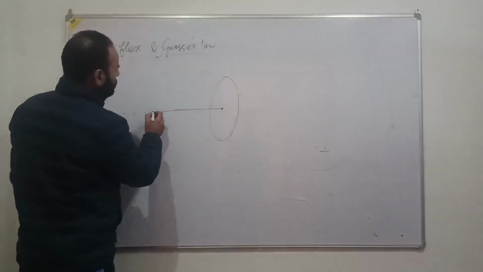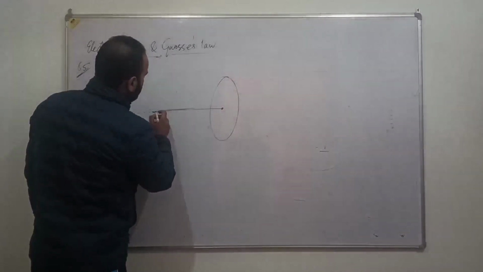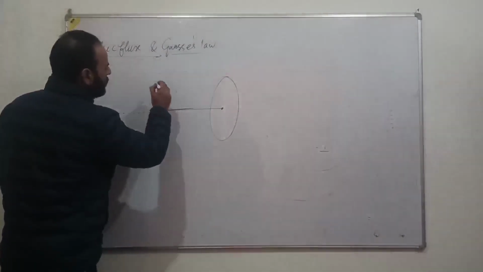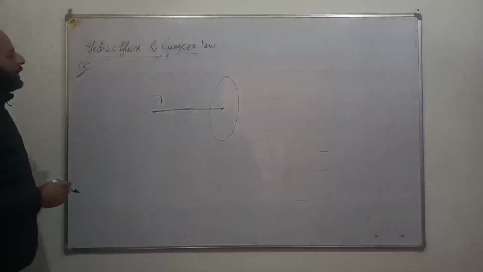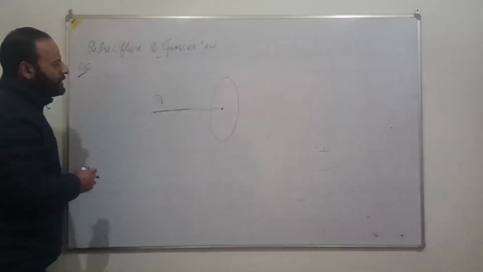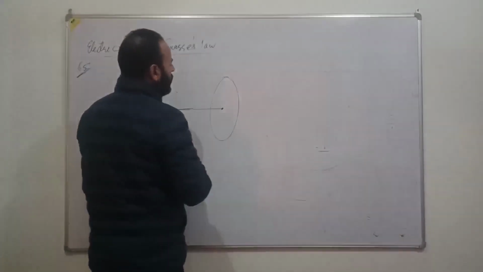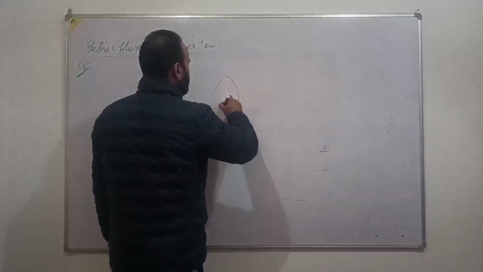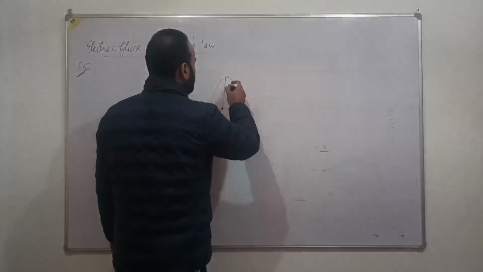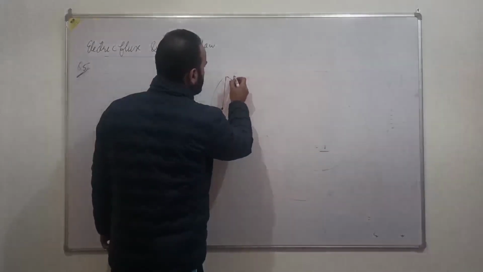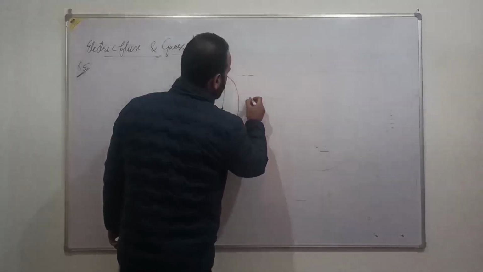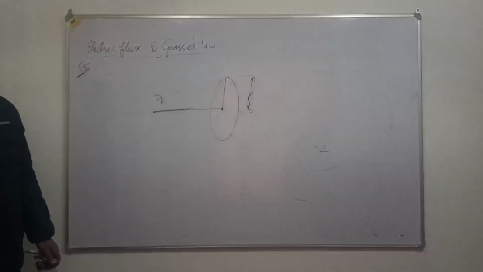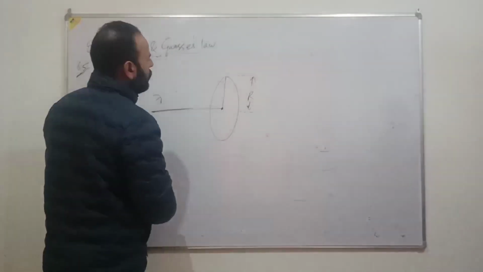Suppose this is the linear charge distribution, and the charge per unit length, or the linear charge density, is lambda. Now we have to calculate the flux through this disk whose radius is r. This is radius r, right? So what I have to do here is calculate the flux.